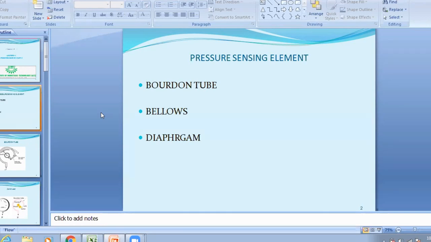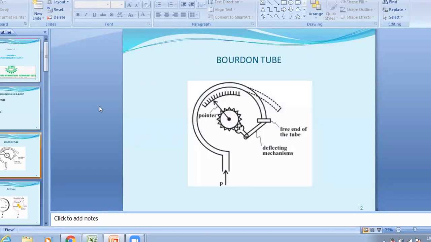Understood? So first, what is the Bourdon tube? You can see the basic structure of the Bourdon tube. Basically, it is a C-type Bourdon tube, that is the C-type structure. Except for the C-type, there are many types like the helical type and spiral type Bourdon tube, but mostly the C-type Bourdon tube is used.